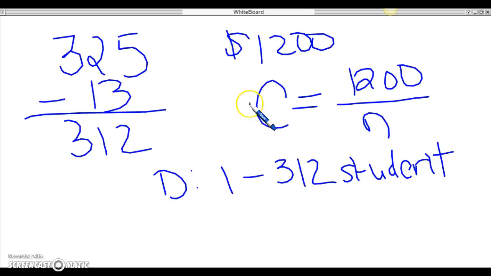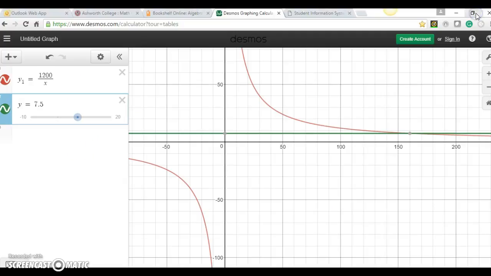And I could have just solved for this also. Could have just solved for n if I would have put 7.50 for my cost. And solved for n, I would have also gotten 160. So I have to have at least 160 students in order for the cost to be $7.50. Okay, let's look at part B.